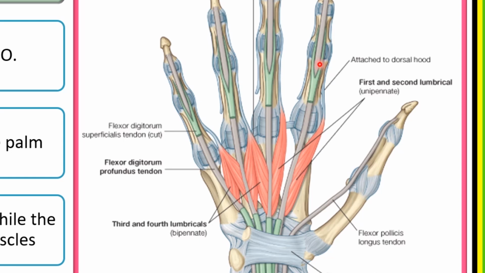Now the medial 2 are bipinnate. Now these are the medial 2, and the lateral 2 are unipinnate, this one-sided. So these are the bipinnate, and then here are the unipinnate ones on the lateral sides. This is the lateral side, and then each of the lumbricals will pass to the lateral side of the finger and then will insert into the extensor expansion from the dorsum of the hand.